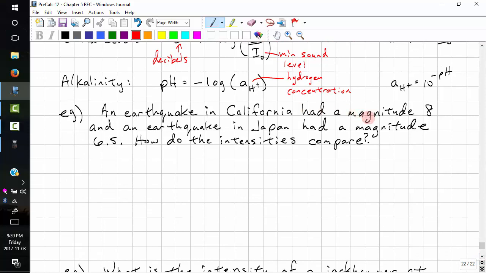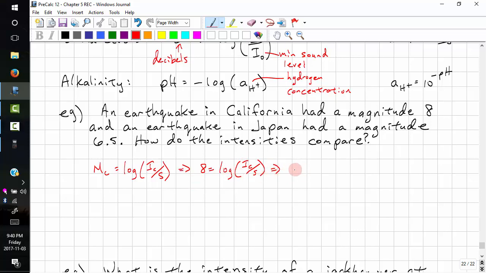An earthquake in California had a magnitude of 8, and an earthquake in Japan had a magnitude of 6.5. How do the intensities compare? So we always compare the larger magnitude divided by the smaller magnitude. So MC for California equals log IC over S. That gives us 8 equals log IC over S.